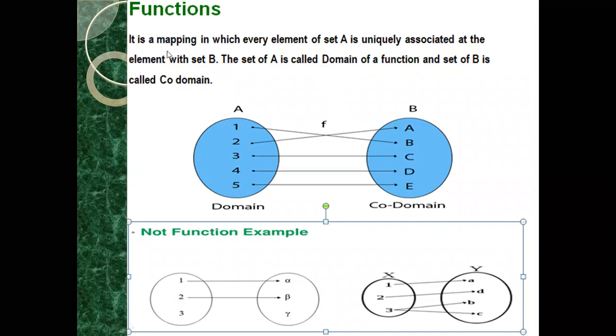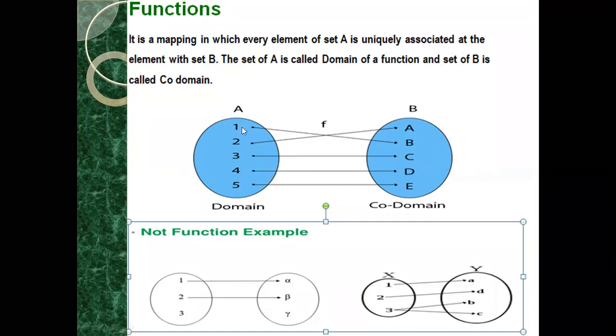So, what is a function? When we say function, it is a mapping in which every element of A is uniquely associated with an element of the set B. So here A and B are two sets. There is a mapping between A and B, that is F. So every element of A is connected with an element of B.